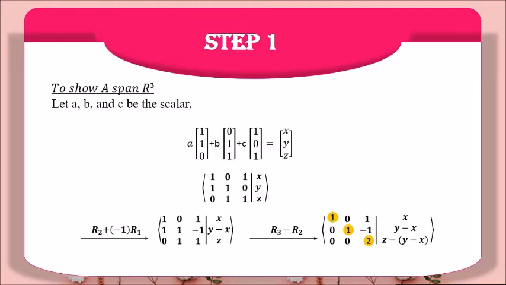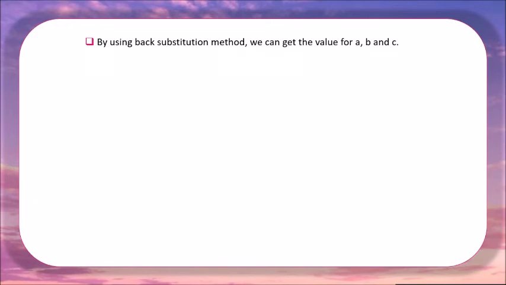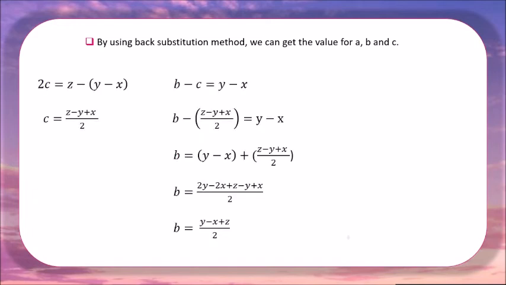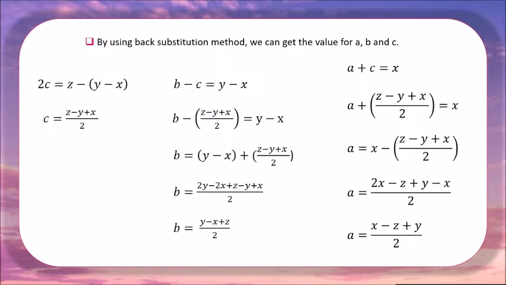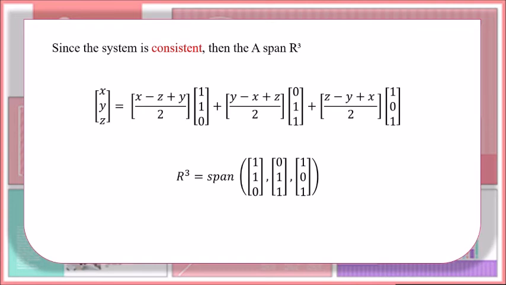After completing REF, we can see there are 3 leading entries, one for each column. By using the back substitution method, we can get the values for A, B and C. Since the system is consistent, then A spans R3. Consistent means having at least one solution.